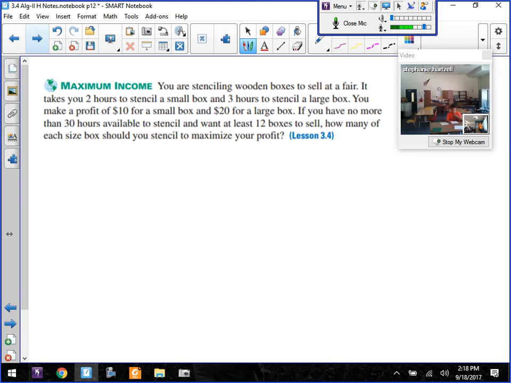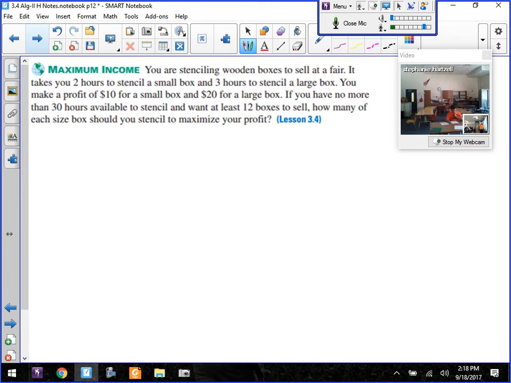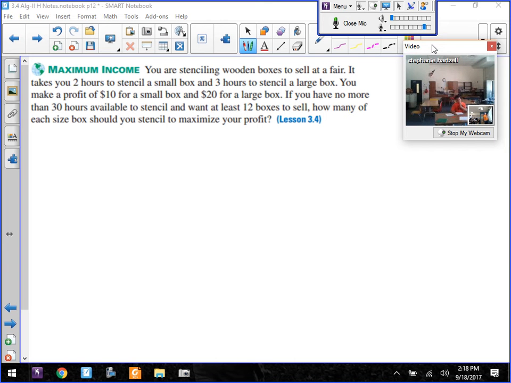So, let's go to the next one. Because you have so much time on your hands, you've decided to stencil wooden boxes for money. You never know, it might happen. You might find something that you get good at and you want to make money off of it. You never know, okay? It could be the next craze on Pinterest that people want to look at a lot.